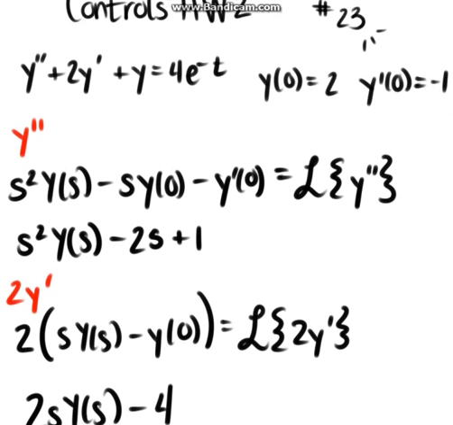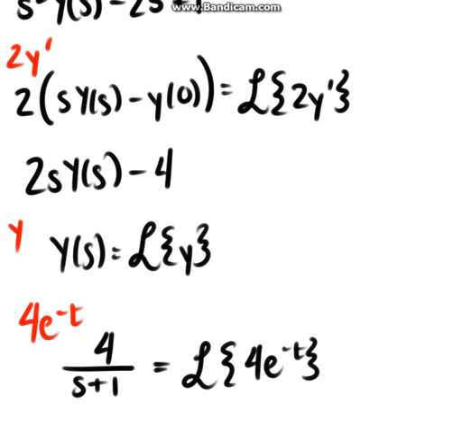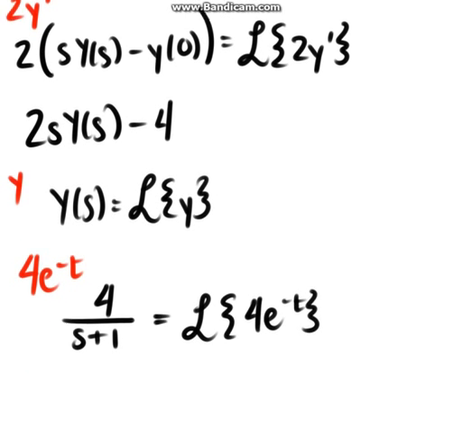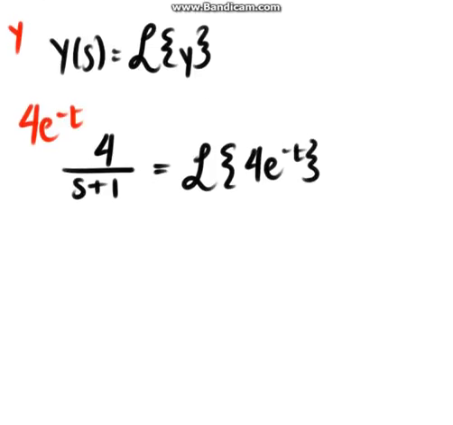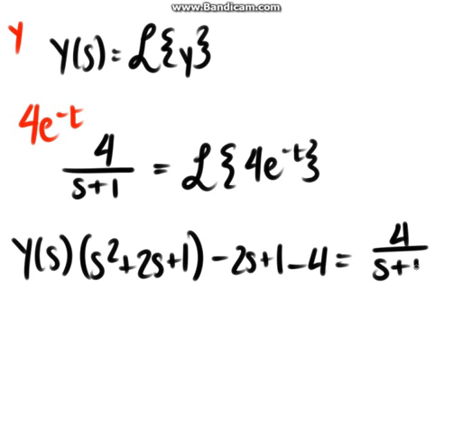So now we did the Laplace transform of each term in the original equation. We can now combine them and then simplify it and solve for Y of s. And this is what we have once we put our equations together: Y of s times the quantity s squared plus 2s plus 1, minus 2s plus 1, minus 4, equals 4 over s plus 1.